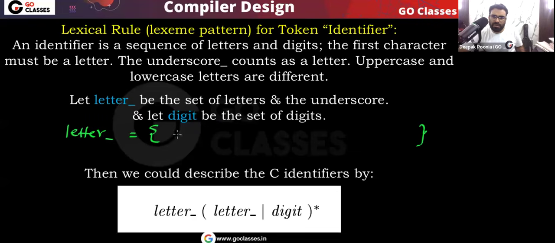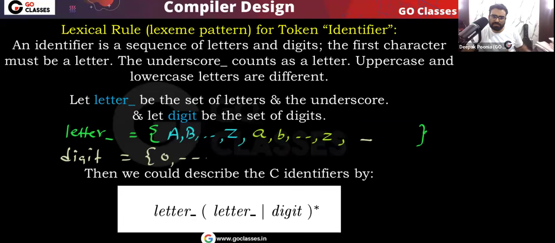And in this set, what do we have? We have all the letters and underscore. Remember, uppercase, lowercase letters are different. So here we have, for example, A, B, up to capital Z, capital A to capital Z, small a, small b to small z. Next, also underscore. This underscore is also treated as a letter. And what is digit? This is the set of all digits, 0 to 9: 0, 1, 2, and so on to 9. This is the digit. So how to write the regular expression to describe the identifier? Tell me. Very simple.